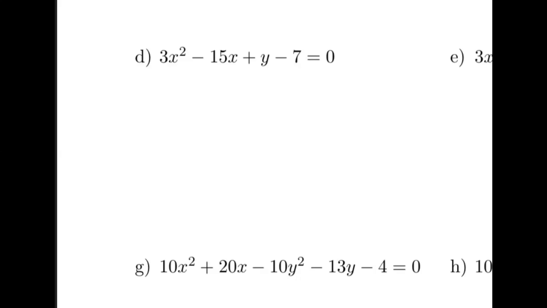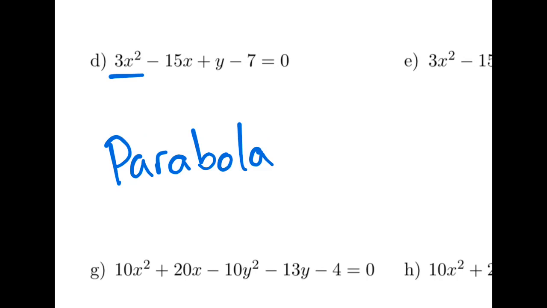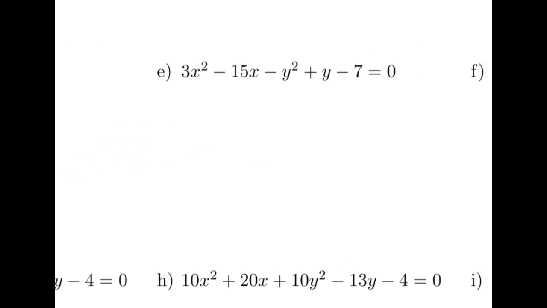So looking at this one, we see 3x squared. There's no y squared. So this one, right away, we can tell is a parabola, because a parabola was the only equation where one of the variables was squared. Everything else has x squared and y squared. So that one's a parabola.